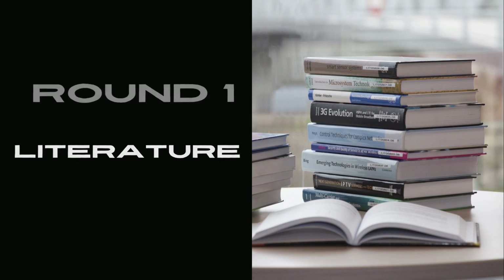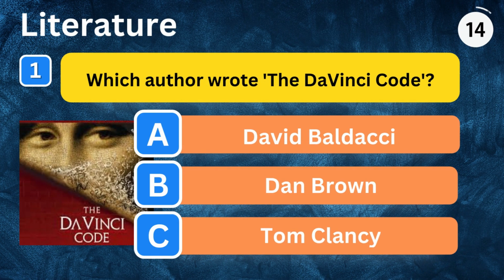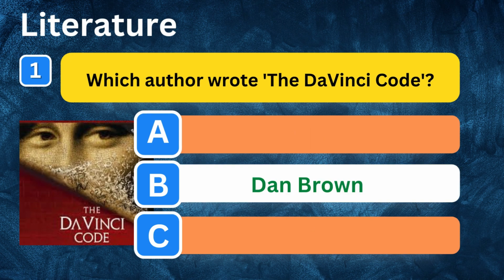Here comes question number 1. Which author wrote the Da Vinci Code? Was it David Baldacci, Dan Brown, or Tom Clancy? And the answer is Dan Brown.